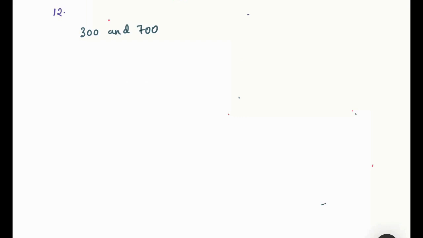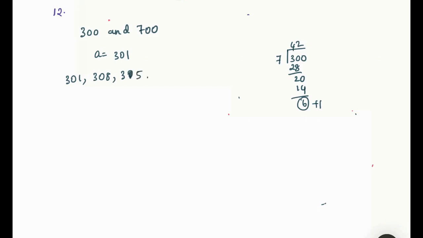Here you have a is equal to, let me see, 300. If you divide 300 by 7, 7 fours are 28, so it goes 42 times, and you get 6 as the remainder. So if you have one more here, you would have got a multiple of 7, right? So the first multiple will be 301. So the series goes like this: 301, 308, 315. It goes like that.